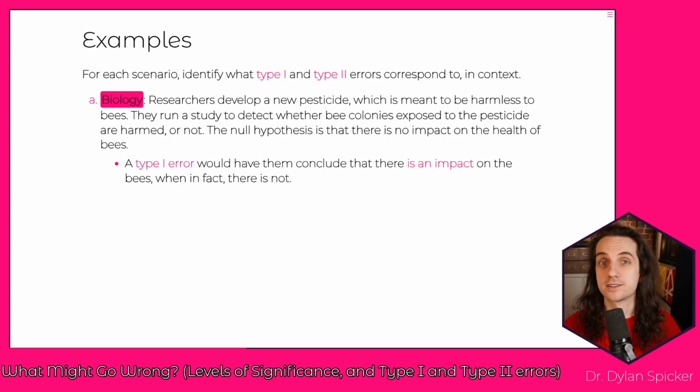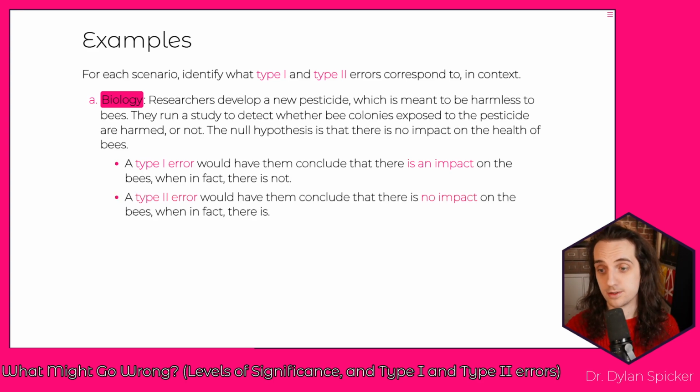A type 2 error is going to have the opposite conclusion here. We're going to conclude that there is no impact on the health of bees, but it turns out that there really is. So a type 2 error would have us conclude that there is no impact on bees when in fact there is. So that's a false negative.